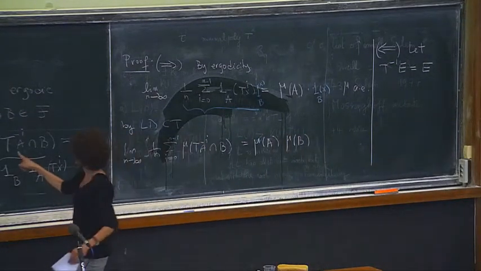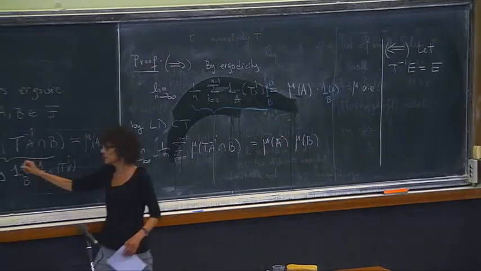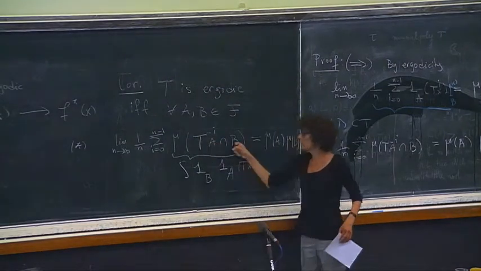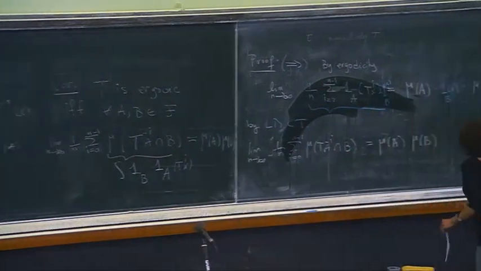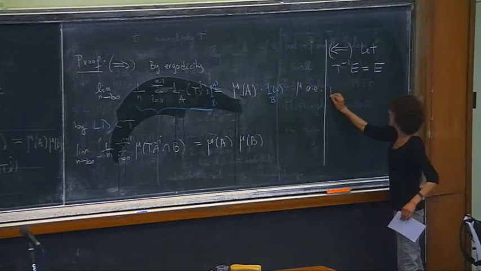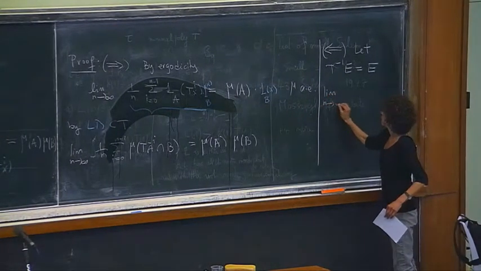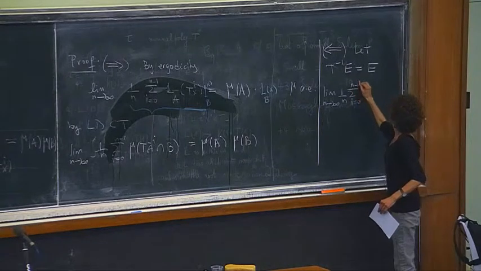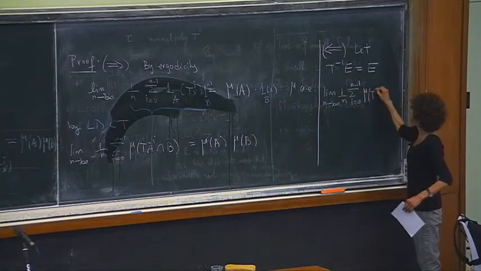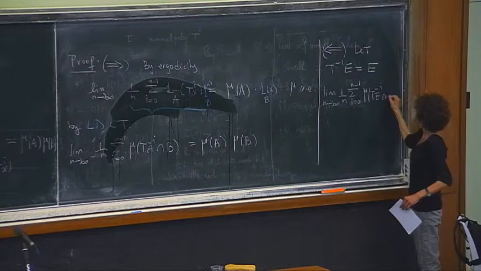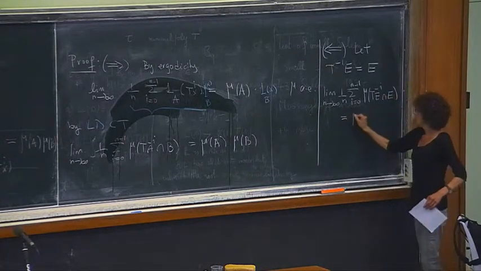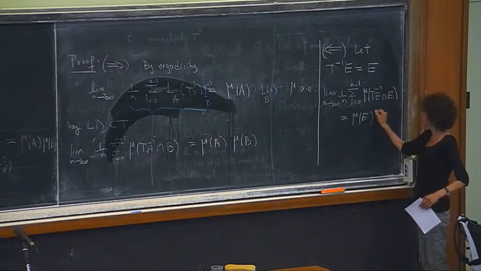So now I apply this star. I have star is true. I apply star with A and B equal to E. Then from star, I get on the left side this mu of T minus i E intersection E, and this should go to the product of the two measures, which is mu of E squared.